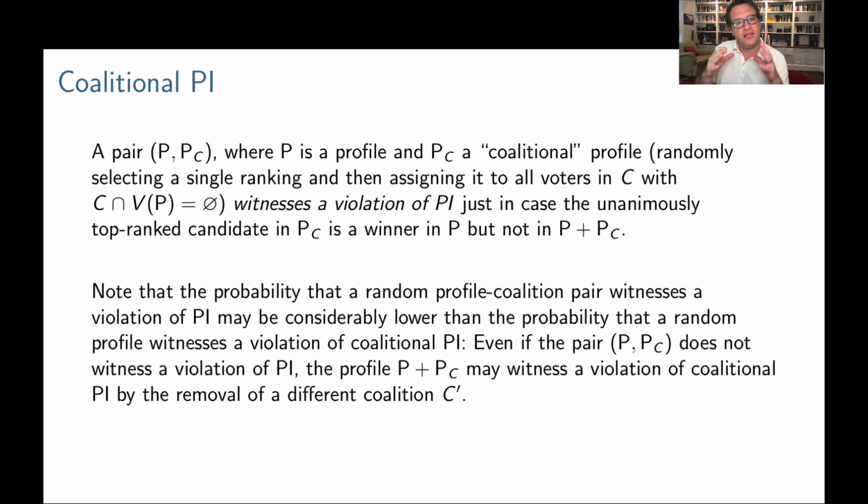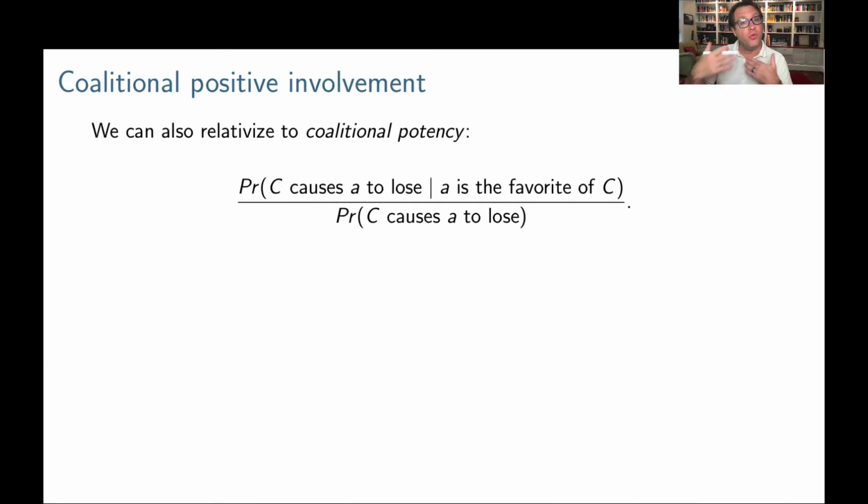Now, one thing to note is that the probability that the pair P, PC witnesses a violation of PI might be significantly lower than the probability that a profile witnesses a violation of PI. That's simply because P, PC may not witness a violation of PI, but the profile P plus PC does witness a violation of PI, because you need to remove maybe a different set of voters, some voters other than C. Then we can consider relativizing to coalitional potency. So the idea is to consider this ratio right here, where the numerator is the probability that a coalition C causes A to lose, conditional on the fact that A is their favorite candidate, and the denominator is just the probability that C causes A to lose.